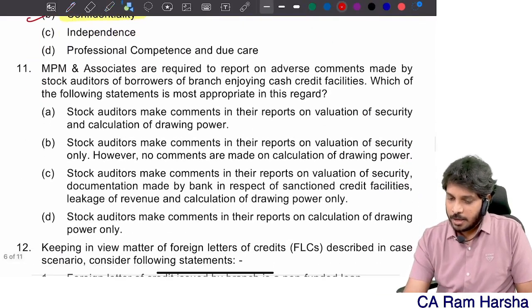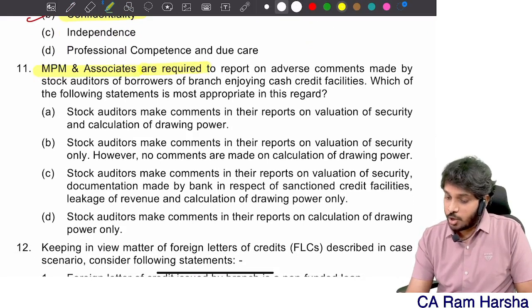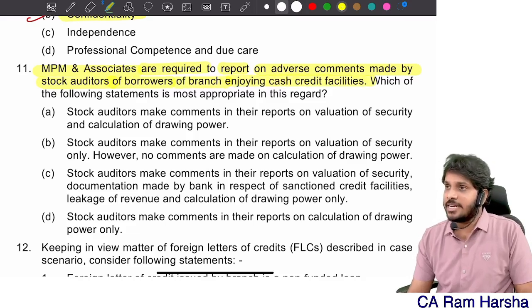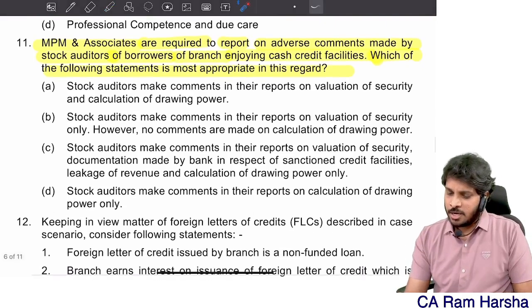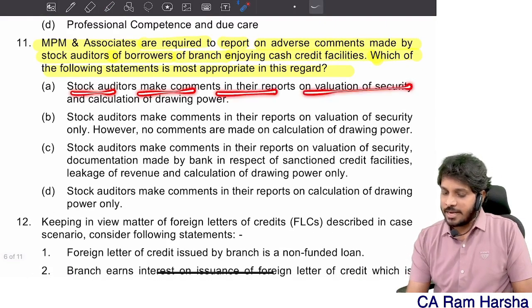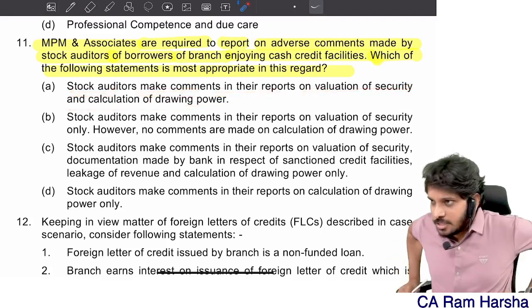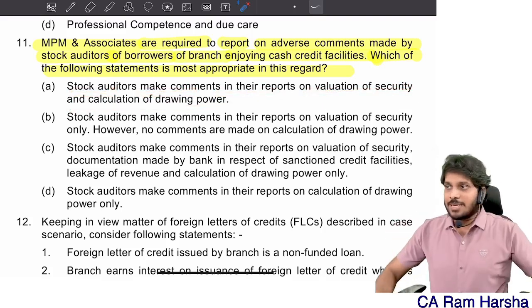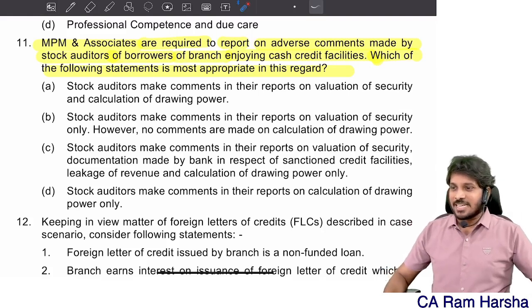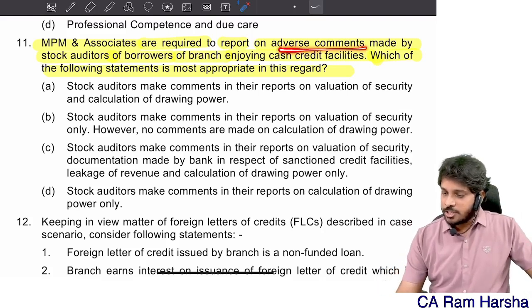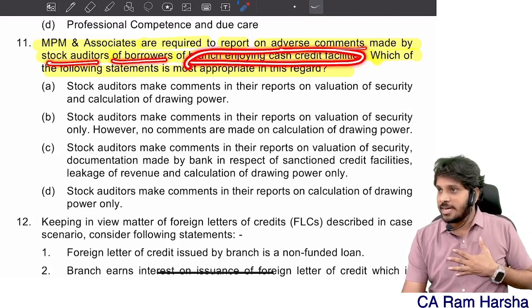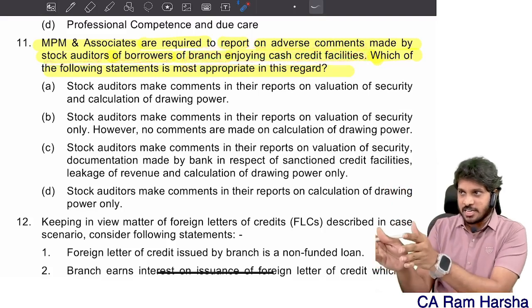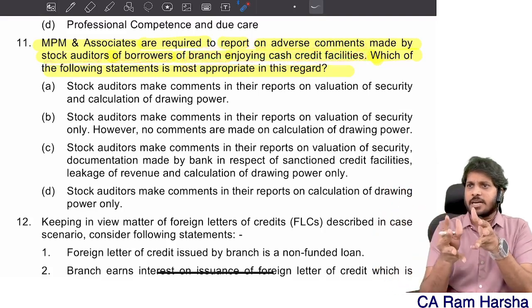Yes, next. MPM and associates are required to report on adverse comments made by stock auditors of borrowers of the branch enjoying credit facilities. Which of the following statements is most appropriate in this regard? Stock auditors make comments in their reports on valuation of security and calculation of drawing power. The principal auditor is asking the branch auditor to please consider adverse comments made by stock auditors of borrowers of the branch who are enjoying credit facilities from the branch. Like, the branch has customers who are borrowing, and their stock audit is conducted by a stock auditor.